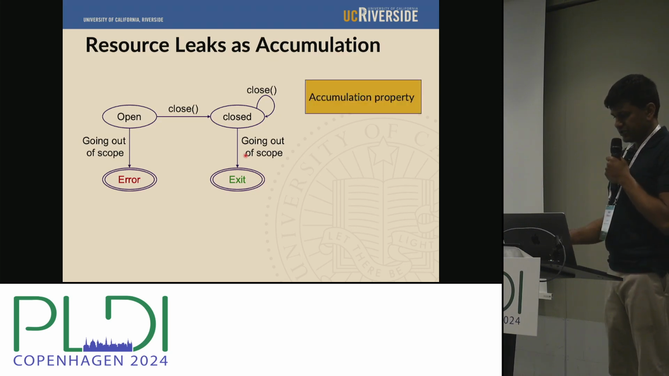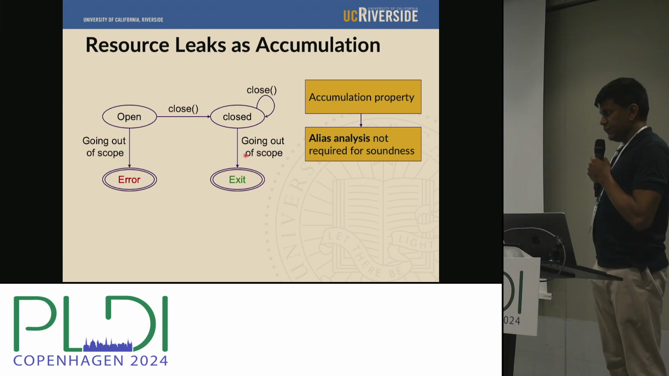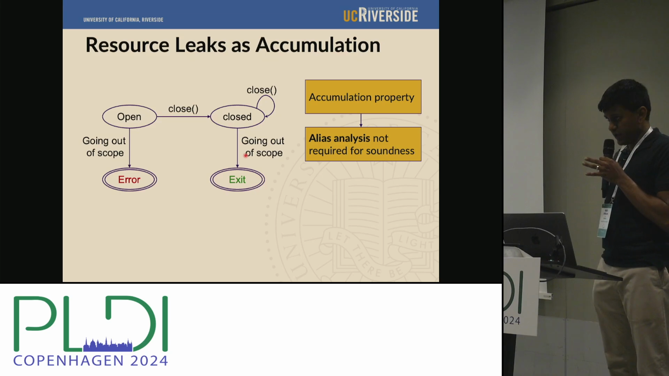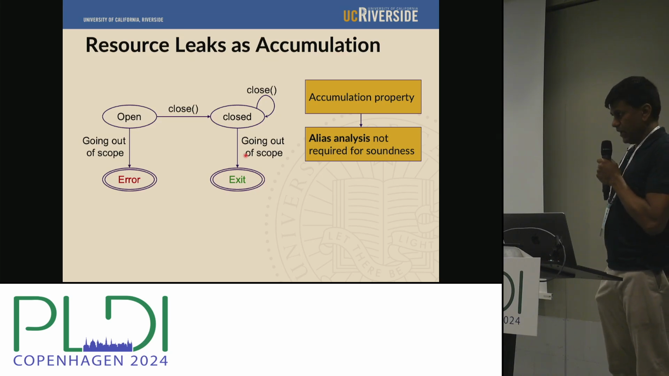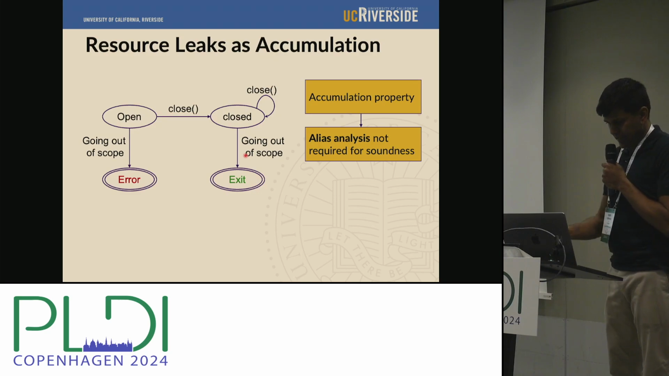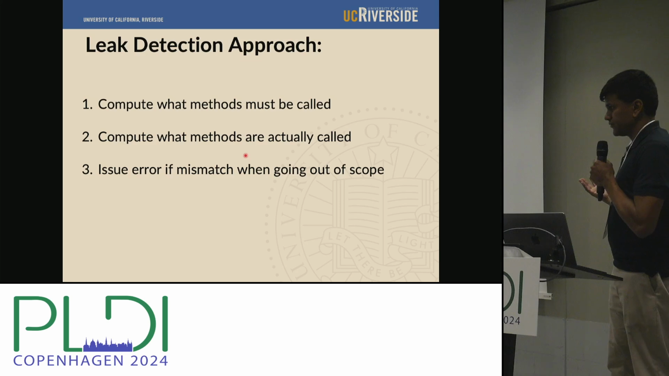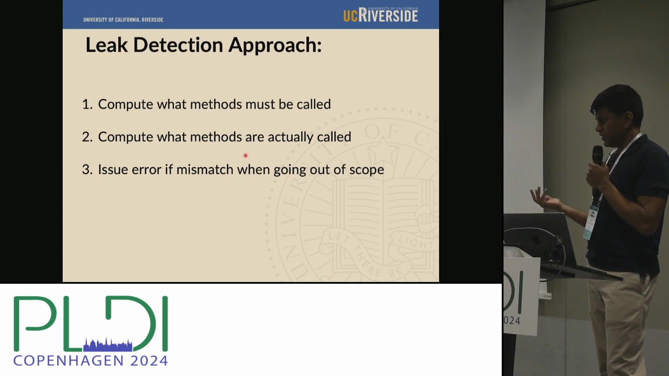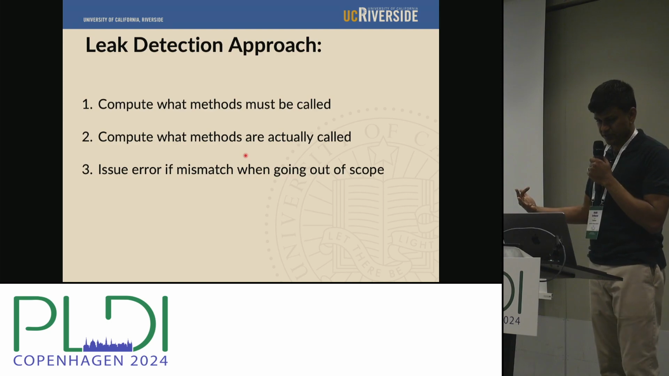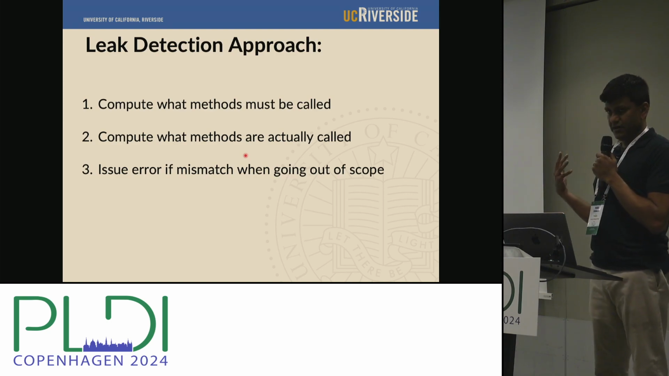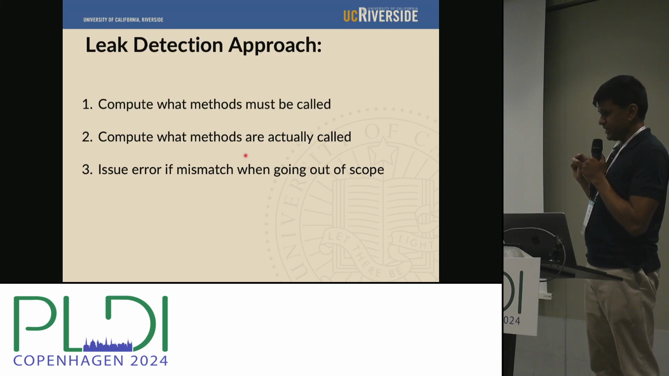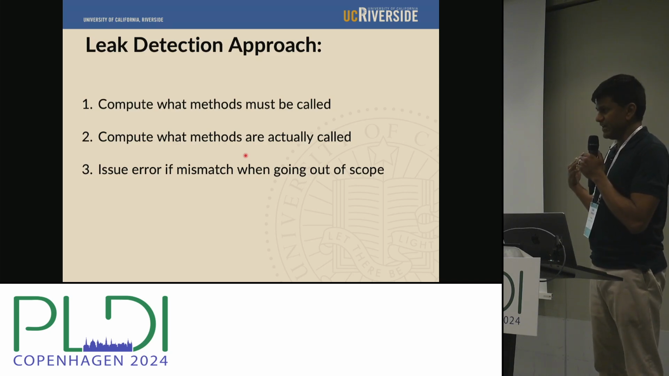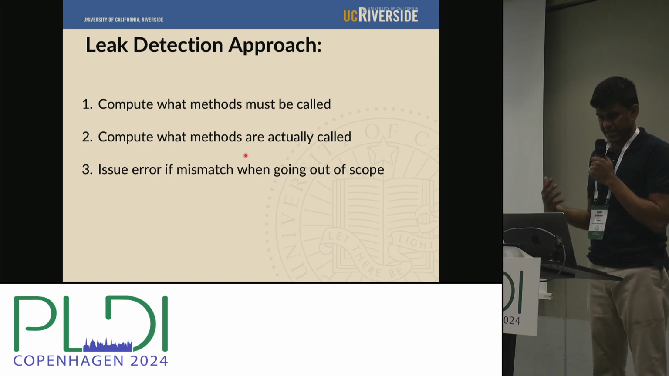So once you've closed it, there's no way you can unclose it and cause a leak again. So it's an accumulation property, and that means that if you want to build a sound resource leak detector, again, ignoring precision, you don't really need a whole program alias analysis. And it's very simple. The core leak detection approach is to look at different references, different variables, compute what methods are required to be called on those variables, methods like close, and then you compute what methods are actually called, and then you look at the places where the object might go out of scope and see if there's a mismatch, right? If there's some required method that hasn't been called yet.